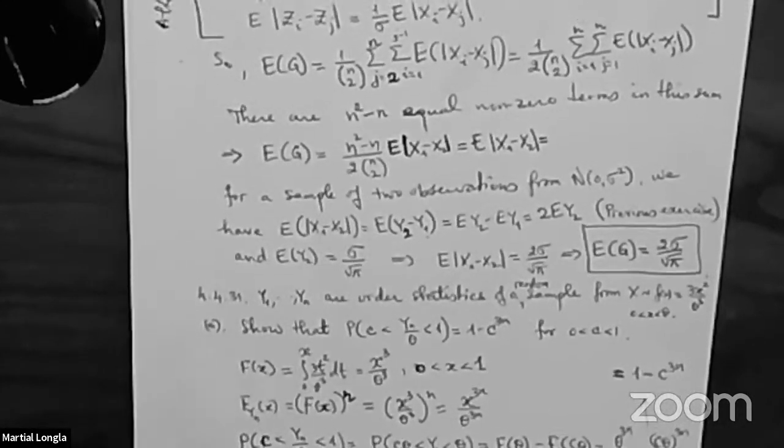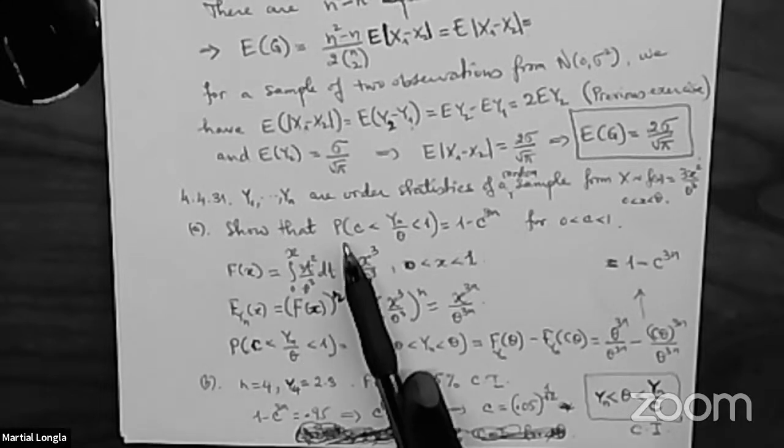All right. Any questions on this one, on that second part? We don't have a question. I think the next problem was probably the easiest problem of this homework. You have the order statistics y1 through yn of a random sample from the distribution 3x squared over theta cubed.